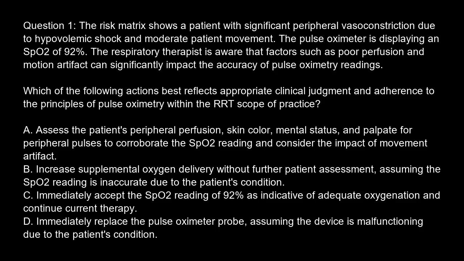Option A. Assess the patient's peripheral perfusion, skin color, mental status, and palpate for peripheral pulses to corroborate the SpO2 reading and consider the impact of movement artifact. Option B. Increase supplemental oxygen delivery without further patient assessment, assuming the SpO2 reading is inaccurate due to the patient's condition. Option C. Immediately accept the SpO2 reading of 92% as indicative of adequate oxygenation and continue current therapy. Option D. Immediately replace the pulse oximeter probe, assuming the device is malfunctioning due to the patient's condition.